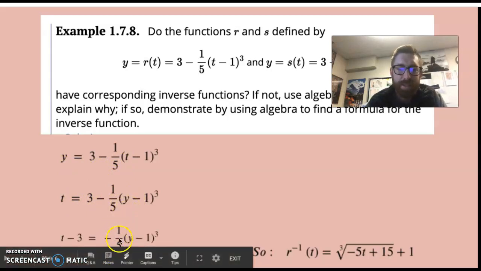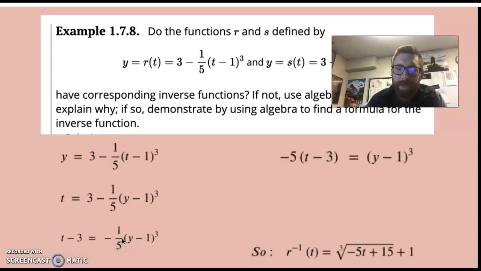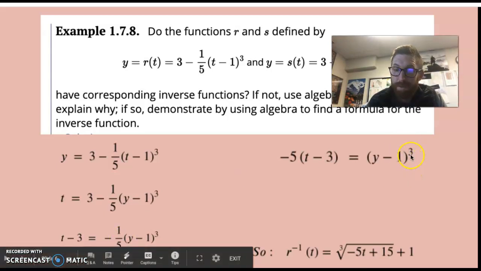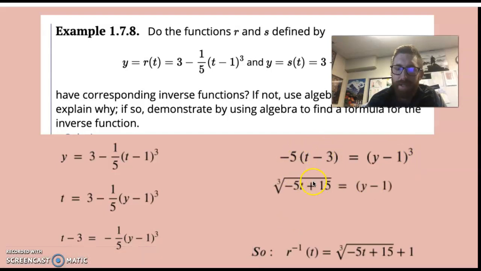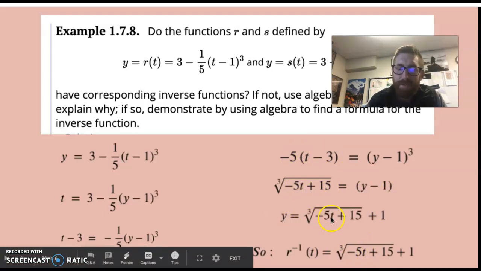I have to get rid of this negative 1/5, so I have to multiply by 5 on both sides. And then I have to get rid of this cubed root, so I have to take the cubed root of both sides. I also distributed the negative 5 in here and in here. And then finally I have to add 1 to both sides. So this is my new inverse function, and showing you correct notation, it would be r inverse of t equals this thing right here. Notice a cubed root, that's going to be fine. We're only going to get one output here. Not a big deal. So this one is actually going to have an inverse, and its inverse is this right here.